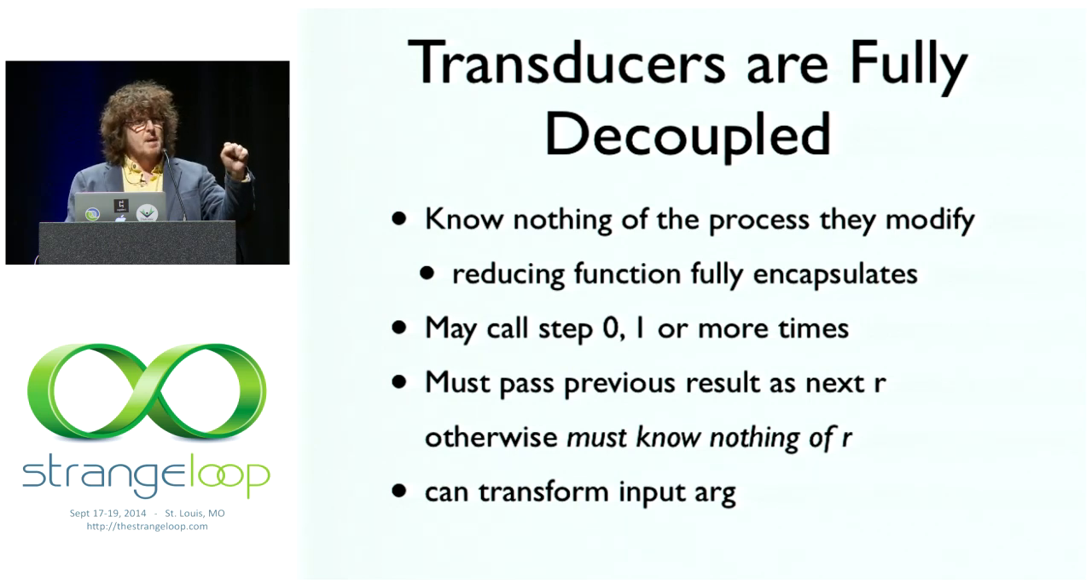There's a critical thing about how they use that step function that they've been passed, and it goes back to that successor notion I mentioned before. They must pass the previous result from calling the step function as the next first argument to the next call to the step function. That is the rule for step functions and their use, and no others. They can transform the input argument, the second argument.